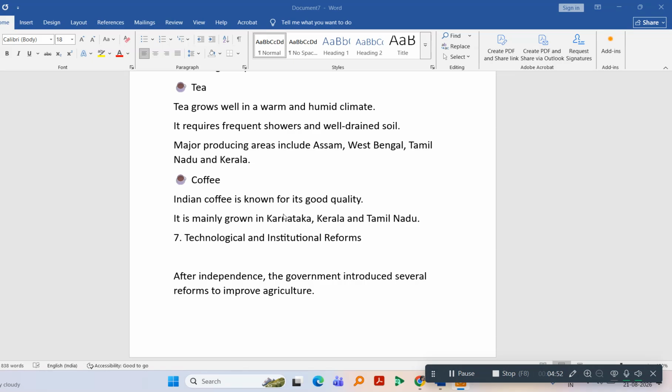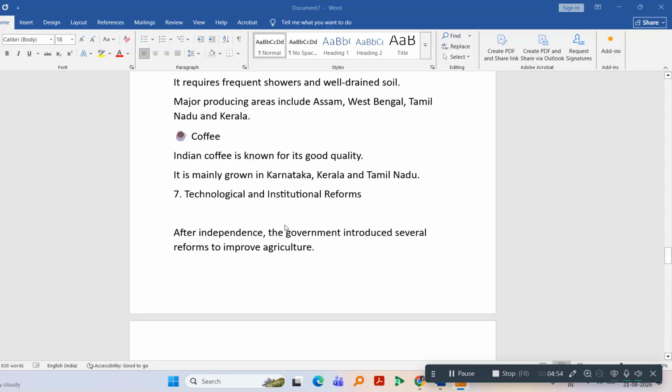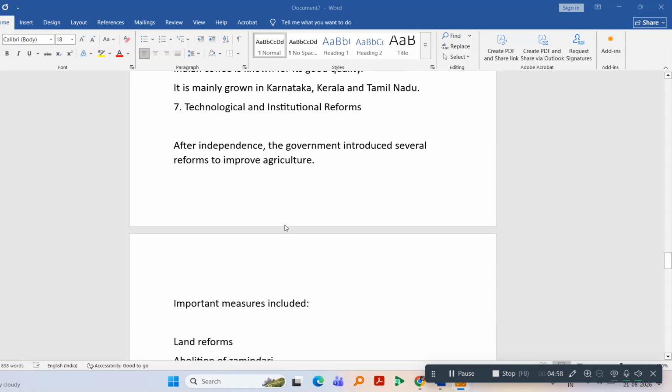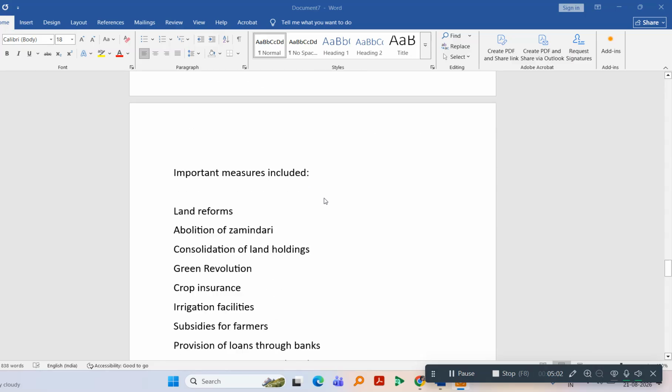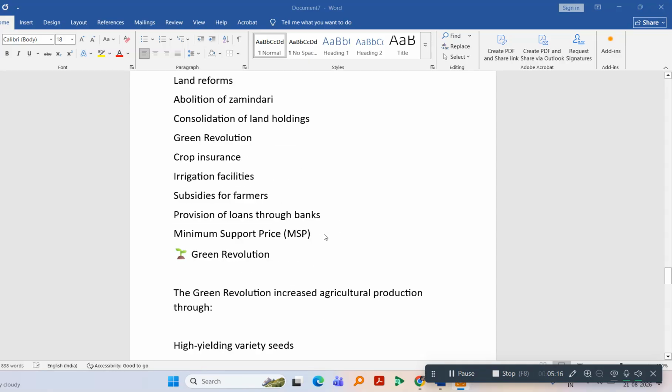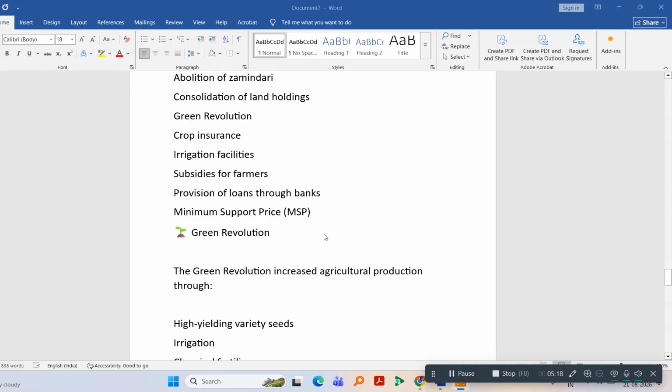Technological and institutional reforms. After independence, the government introduced several reforms to improve agriculture. Important measures included land reforms, abolition of zamindari, consolidation of land holding, green revolution, crop insurance, irrigation facilities, subsidies for farmers, provision of loans through banks, and minimum support price.